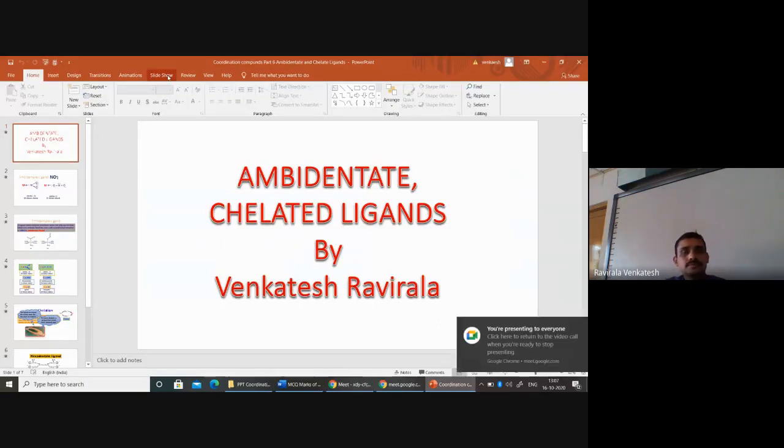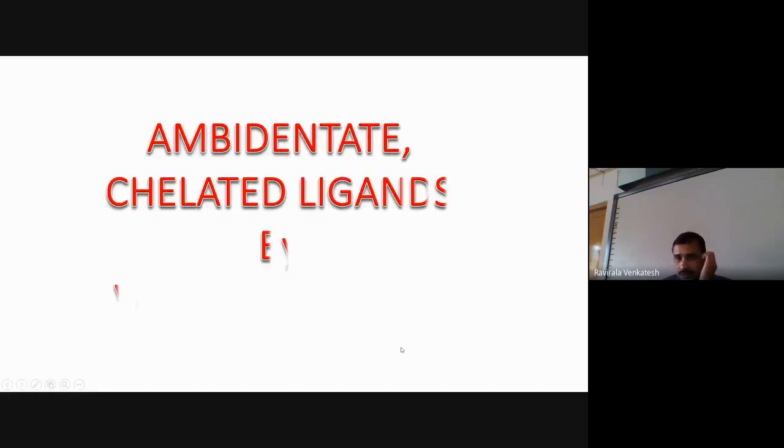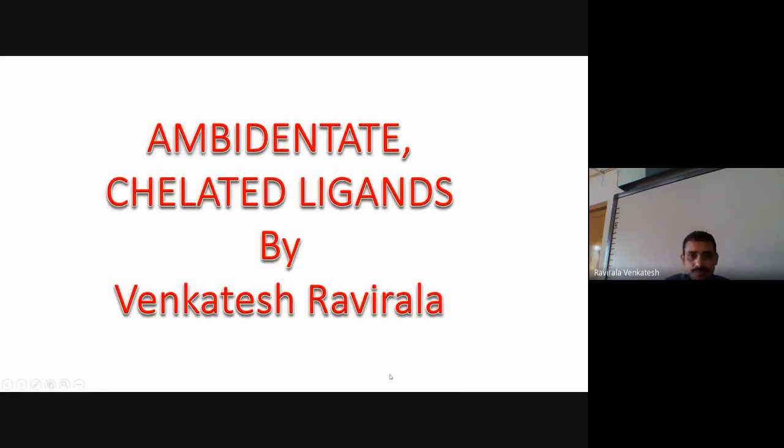Ambidentate ligands. Now, generally, what are called ambidentate ligands? The ligands which can donate from both sides. For example, you went to some temple, and you are donating some money to the poor people. In that case, you can donate from the right hand or from the left hand. That type of thing is called ambidentate.